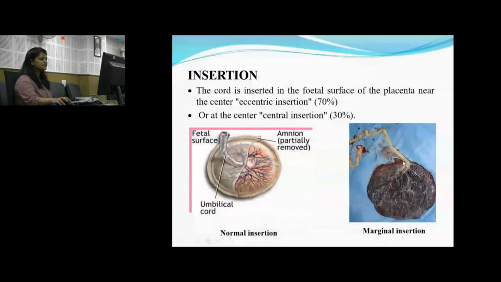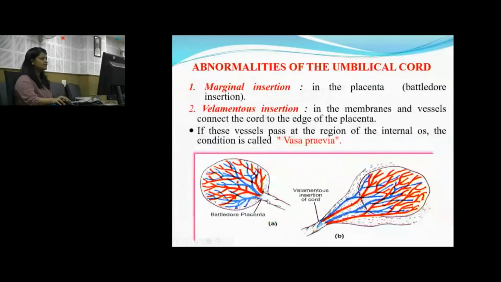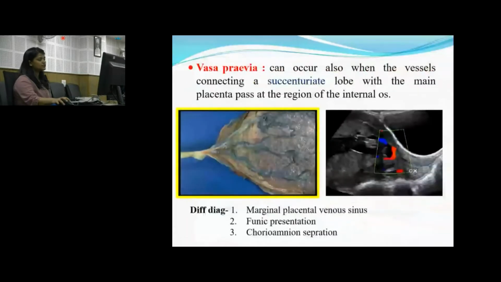If the umbilical cord is inserted at the margin of the placenta, it is known as marginal insertion. Abnormalities in the umbilical cord: this is the marginal insertion, which also goes by the name of battledore placenta, or it may insert into the membranes, and there is a leash of vessels which go towards the placenta, and this leash of vessels, when they lie over the internal os, can give rise to vasa previa. This is velamentous insertion of the cord. Vasa previa, we all know, is a very dangerous condition because any bleeding may lead to fetal exsanguination very fast.